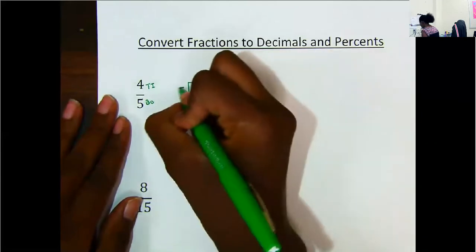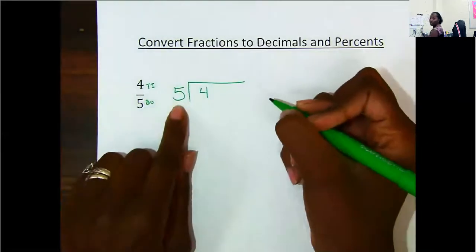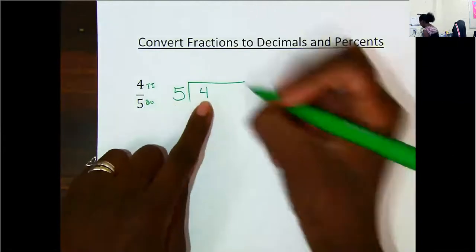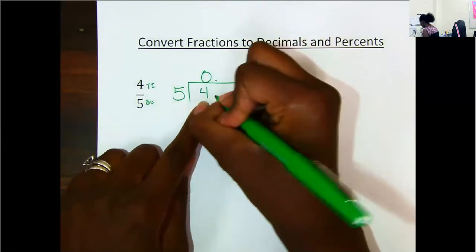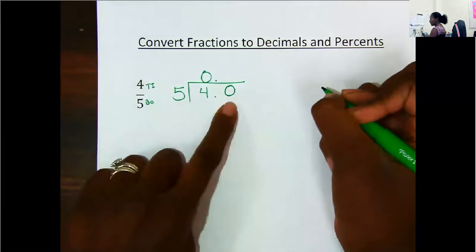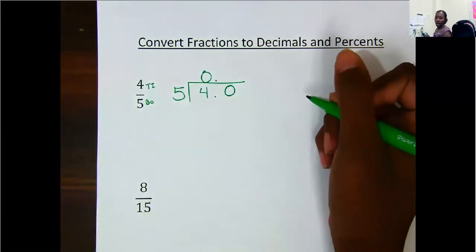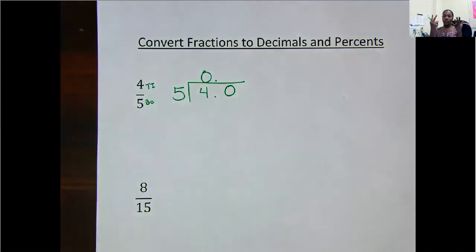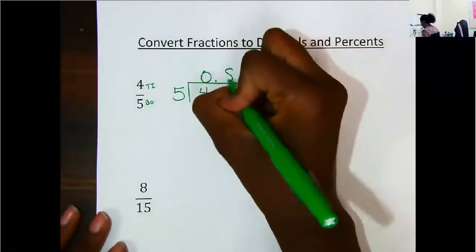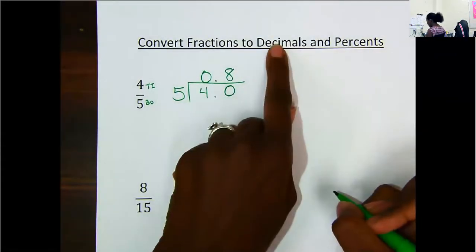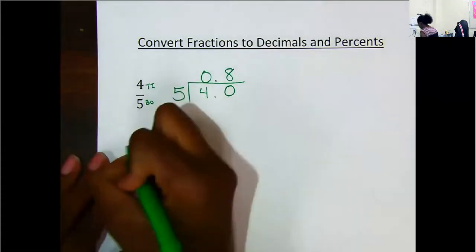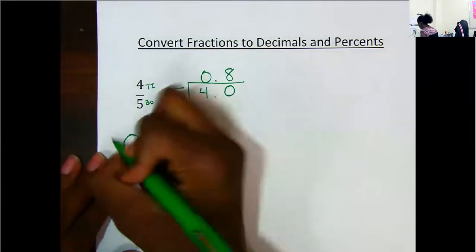Top in, bottom out. 5 will not go into 4. So I need to put a 0, decimal, add a 0. 5 into 40. I know that a number ending in 0 can be divided by 5. So 5, 10, 15, 20, 25, 30, 35, 40. It will go in 8 times. So I'm going to go ahead and put my 8. Voila! I have changed my fraction to a decimal. So I'm going to put my first answer down here.